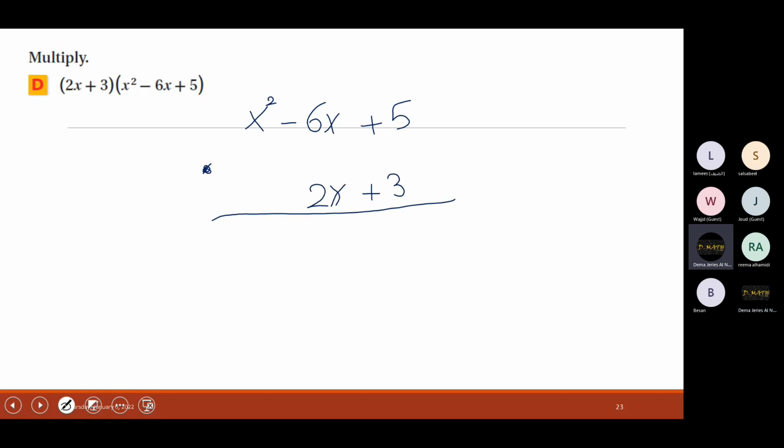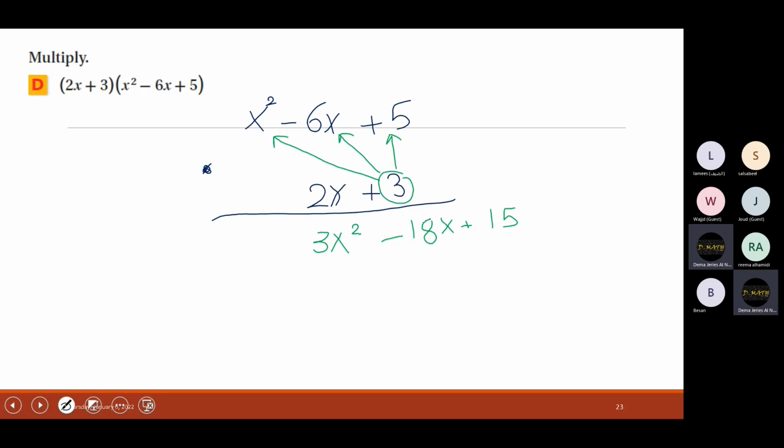Now, first, where are the ones? It's 3. You multiply 3 with 5, 3 with negative 6x, and 3 with x squared. So 3 times 5 is 15. 3 times negative 6x is negative 18x. 3 times x squared is 3x squared. This is the first step.